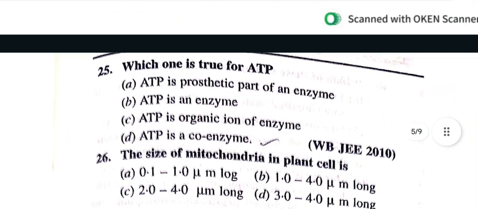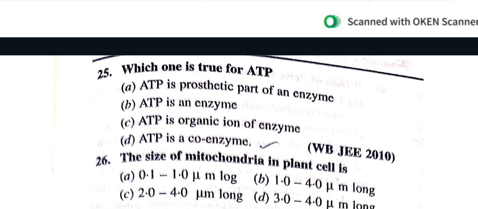Then the next question, which one is true for ATP? ATP is a prosthetic part of the enzyme. No. ATP is an enzyme. No. ATP is an organic ion of an enzyme. No. It is a coenzyme.